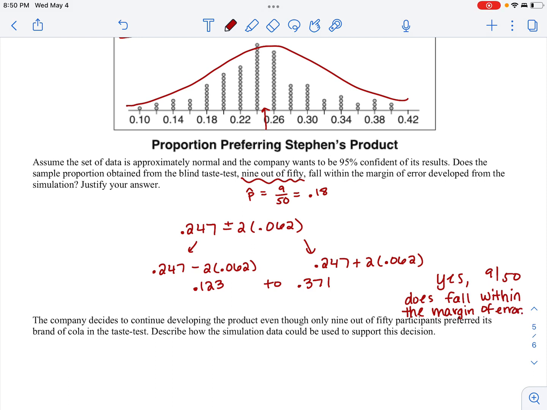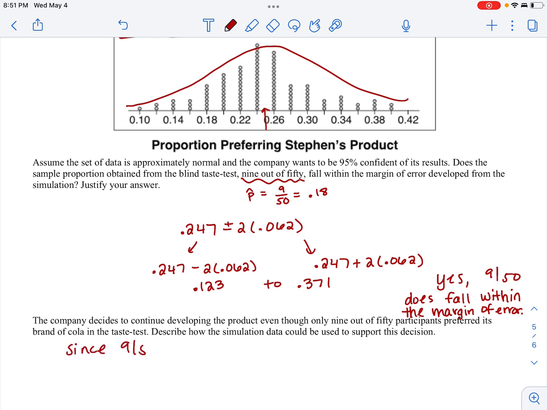Then it says the company decides to continue developing the product even though only 9 out of 50 participants preferred its brand of cola in the taste test. Describe how the simulation could be used to support the decision. So we could say here, since 9 out of 50 falls in the interval containing the middle 95%, that would be their reasoning to continue making their product, because it is a likely outcome in this 95% confidence interval. So that would be their reasoning.